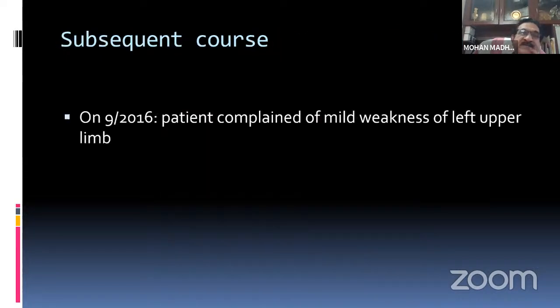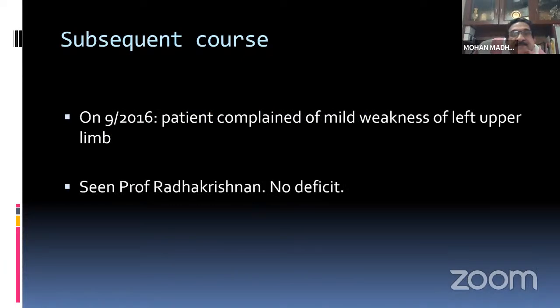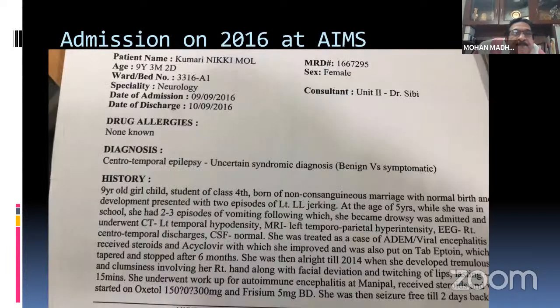Again, 1 year later, in 2016, the patient complained of mild weakness of the left upper limb. This time she came to me straight away, and I sent her back to sir. Sir saw the patient. He could not find any deficit, even though the patient complained of left upper limb weakness. MRI was also repeated, normal.